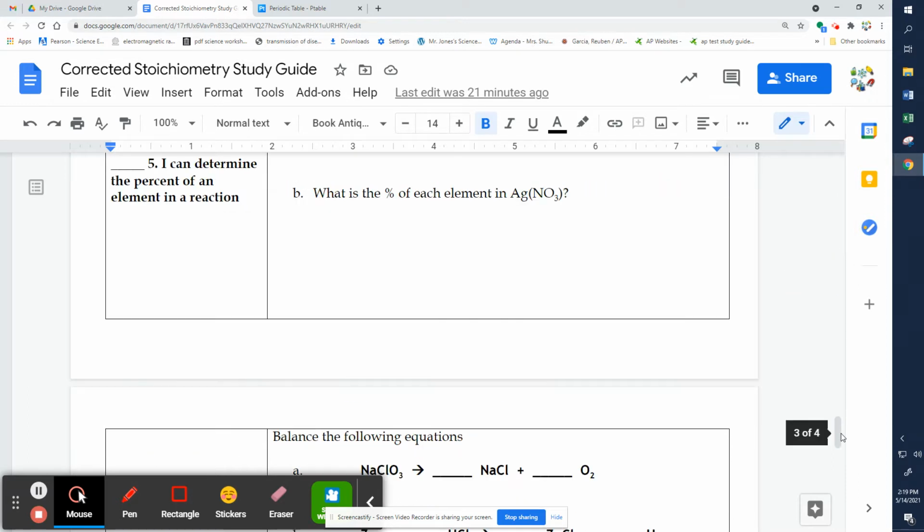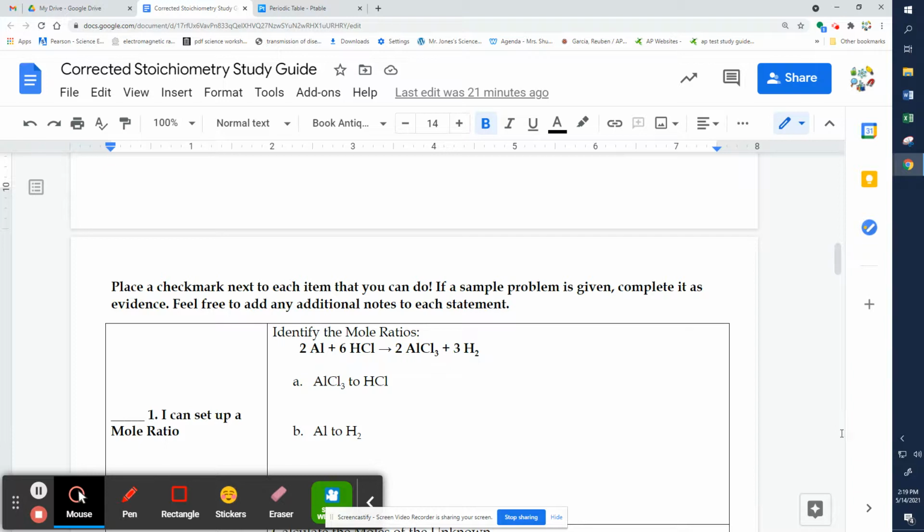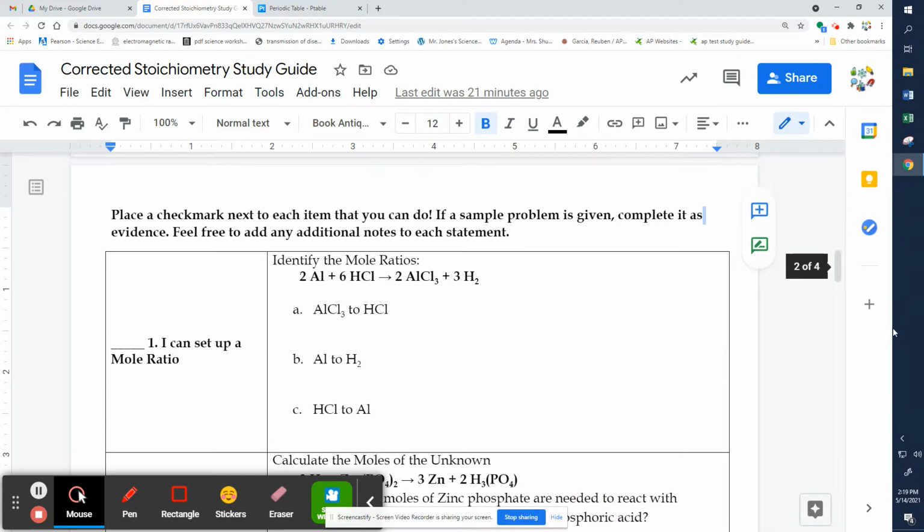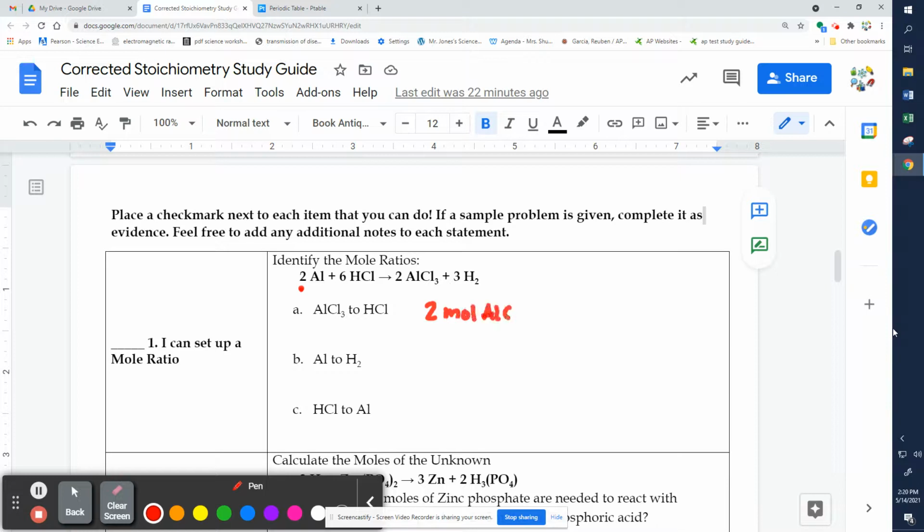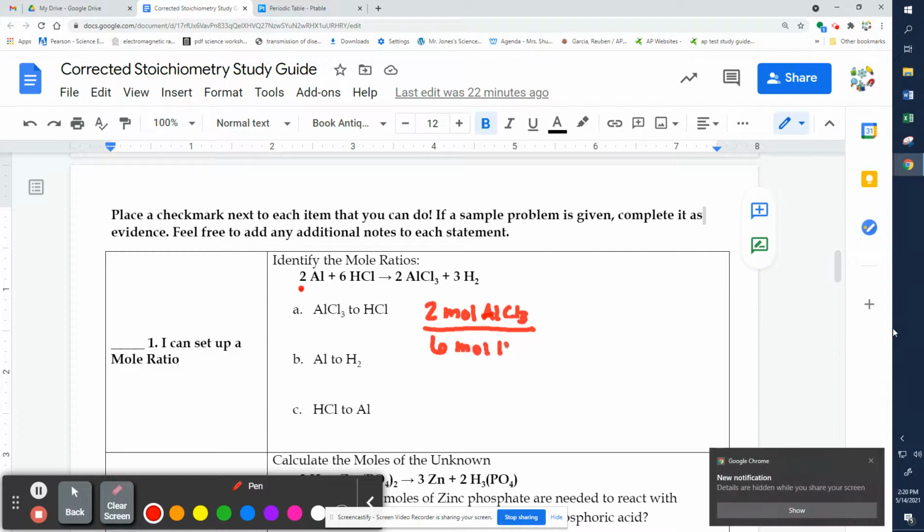For number one, we have identify the mole ratio. So our first one is AlCl3, aluminum chloride, to hydrochloric acid. So we're just going to write our mole ratio. We're going to start with a 2 because that is the coefficient in front of AlCl3. And on bottom, we have HCl. In front of our HCl, we have a 6. So just 6 moles of HCl.